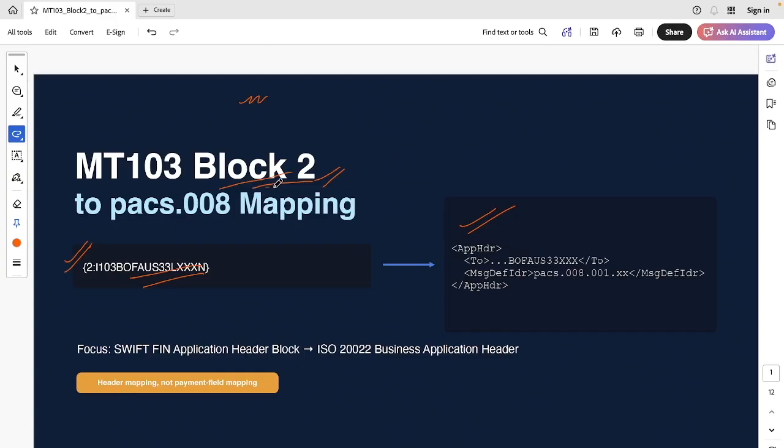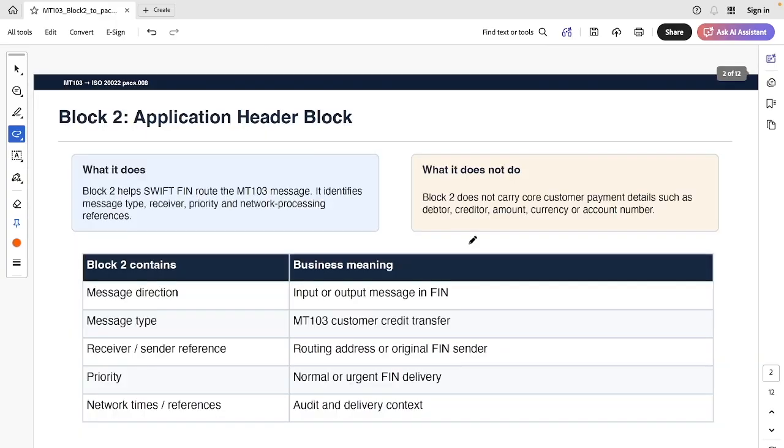Block 2 is primarily concerned with message routing, message type, receiver identification, network priority, and delivery related information. The main ISO 20022 mapping target for Block 2 is generally the business application header, which is commonly called the app header or application header. Let us first understand the purpose of Block 2, the application header block.